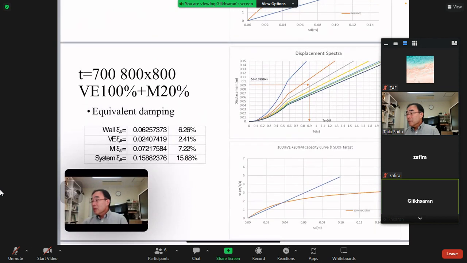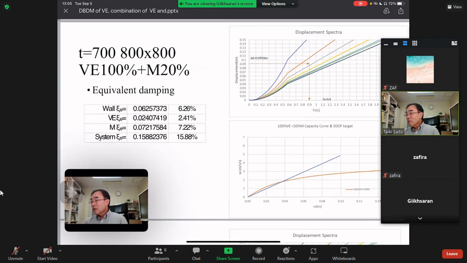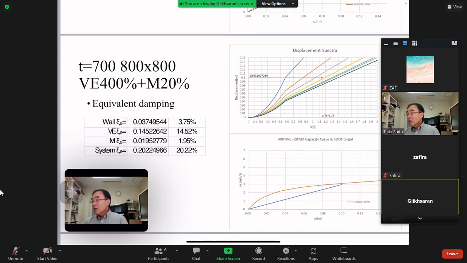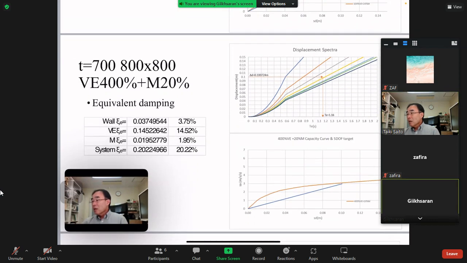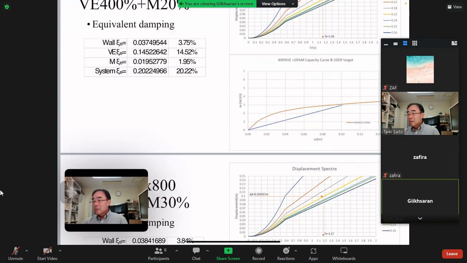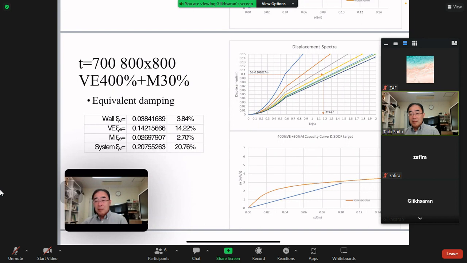Okay. And this is a combination of viscoelastic 100 and metallic 20%. In this case, the blue line is over the orange curve. And for viscoelastic 400 and metallic 20%, it looks good. I also checked viscoelastic 400 and metallic 30%. This is also good.